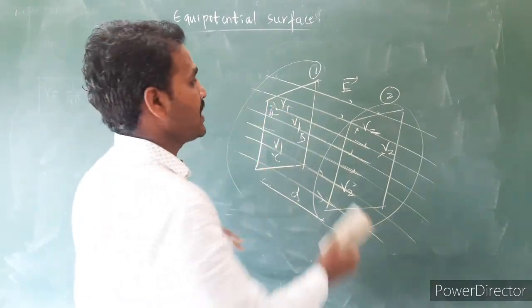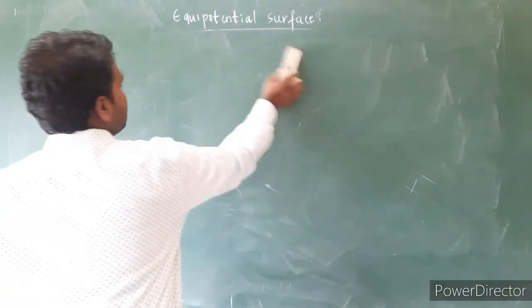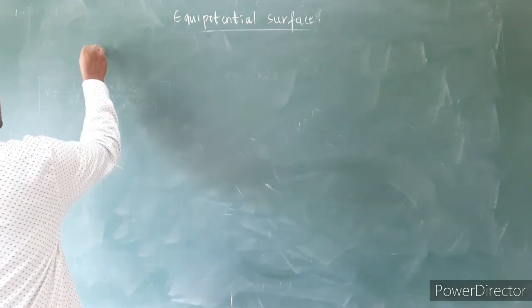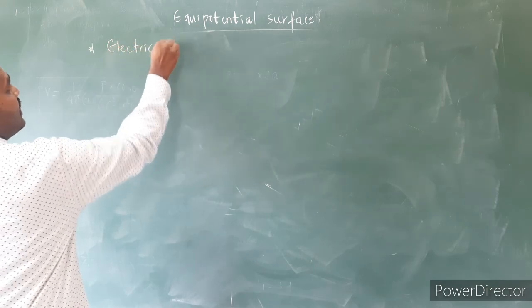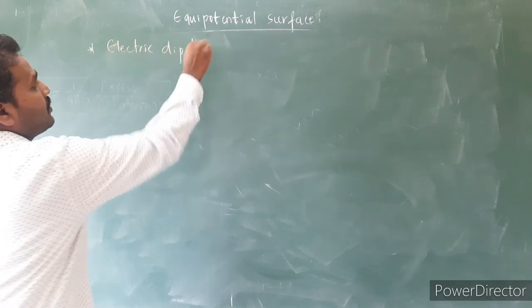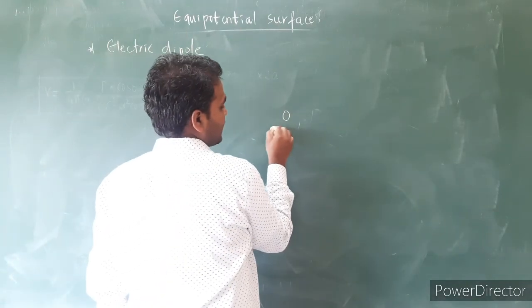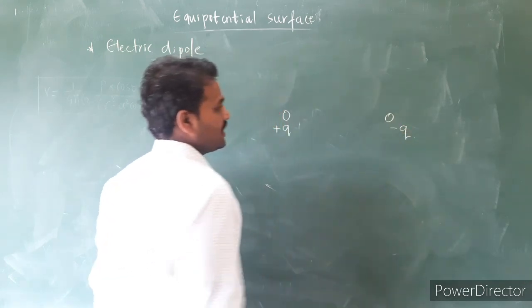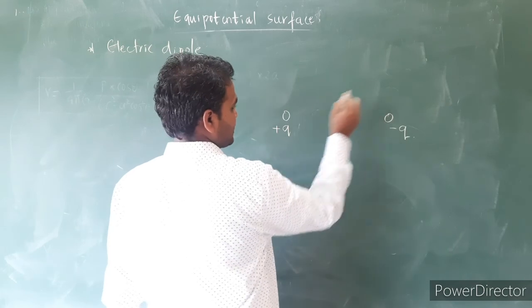Then only we can call them electric field lines. Similarly, we have another two cases here. When we have an electric dipole, how will our equipotential surfaces be? See here, we know the electric dipole will have two equal and opposite charges. It is a pair of two equal and opposite charges separated by a certain distance.